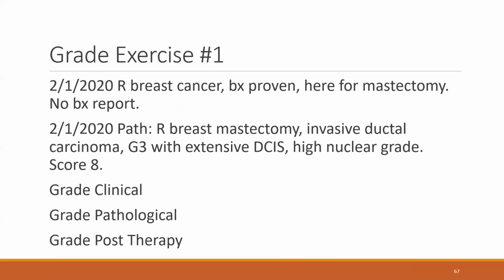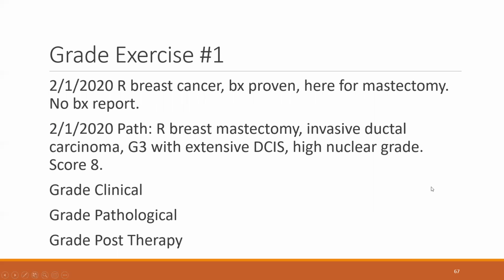So here are just a few grade exercises, very simplistic, that we can walk through. We know they had a right breast cancer from the biopsy. There was no biopsy report at your hospital. They came to your hospital for a mastectomy. So on 2/1, they had a right breast mastectomy. They have an invasive ductal with a G3, grade 3. We also have extensive DCIS and a score of 8, so that would be a Nottingham score of 8.